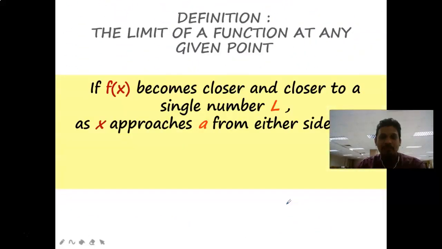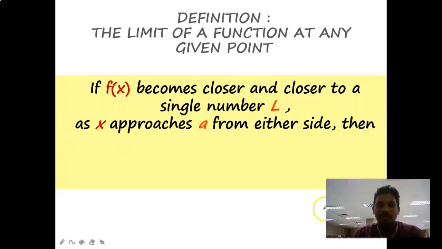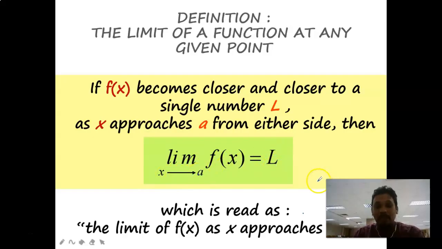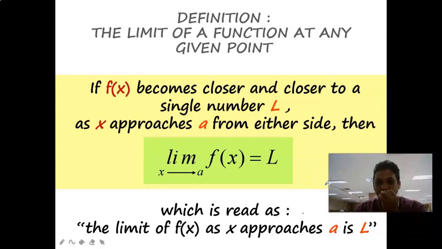So this is the definition of the limit of a function at any given point: if f(x) comes closer and closer to the single value of L as x approaches a from either side, left and right, then the limit of f(x) as x approaches a equals L. This is how we read it.